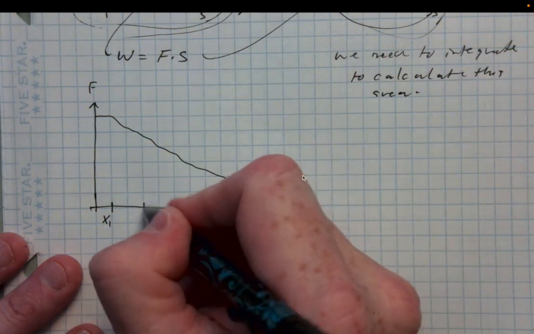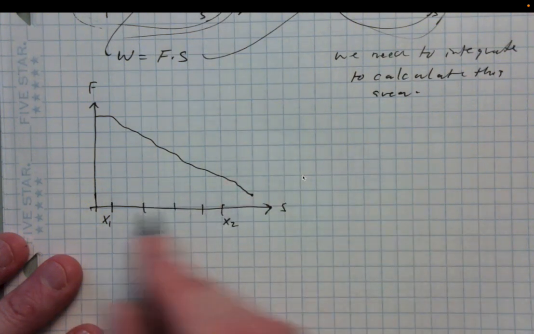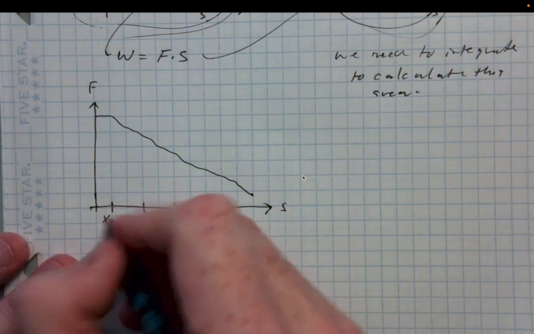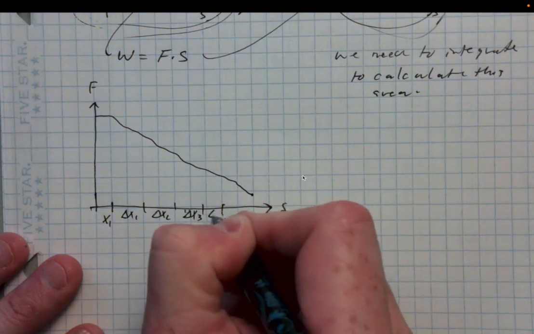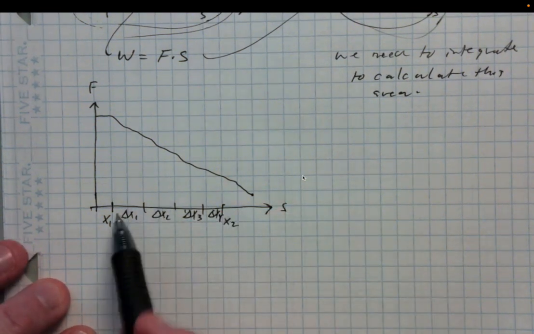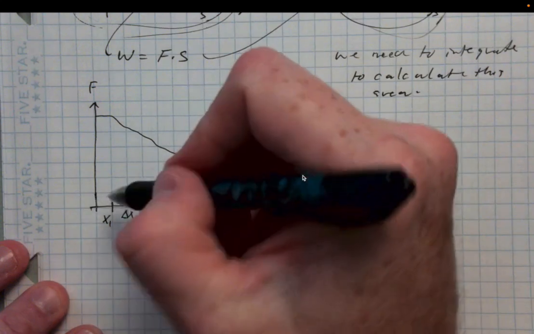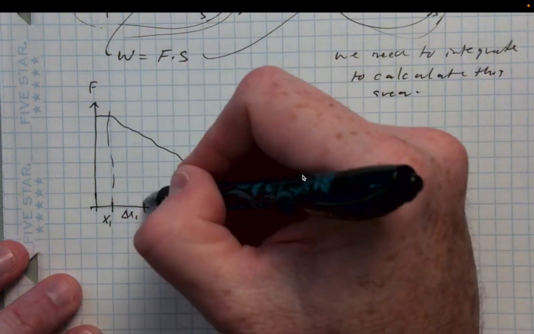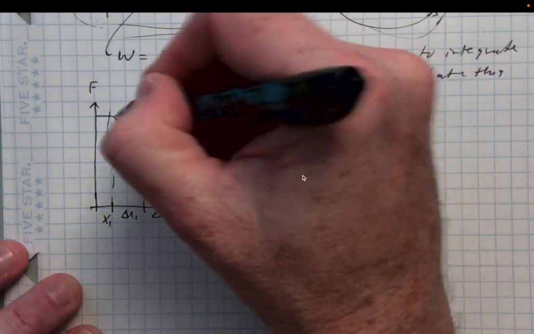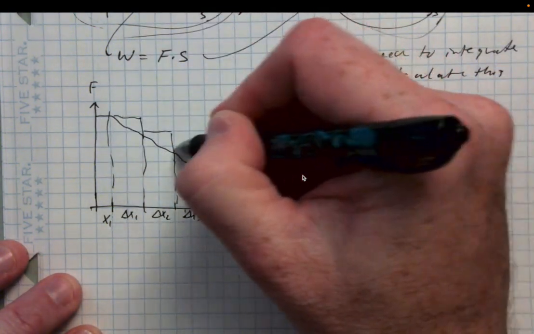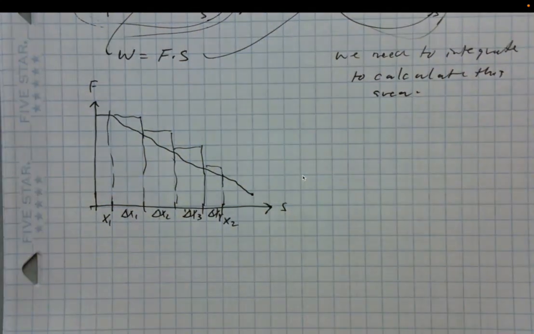So what I can do is break this up into a partition, and I can call this delta x1, delta x2, delta x3, delta x4, right? And just pretend those are the same width. They need to be the same width, right? And then I can break up the area and approximate it using integration techniques, so approximate it with the rectangles that are built on this delta x partition, right?